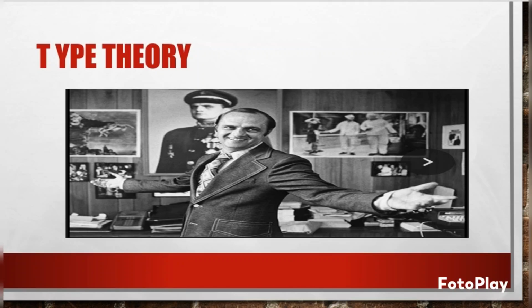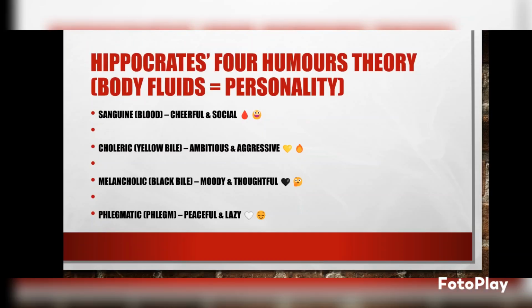Ever met someone who is always calm या कोई जो बहुत गुस्सैल है? Type theories classify people into fixed categories, जैसे sorting apps into folders. First theory is that of Hippocrates. He has divided personality into 4 types: sanguine, choleric, melancholic, and phlegmatic.